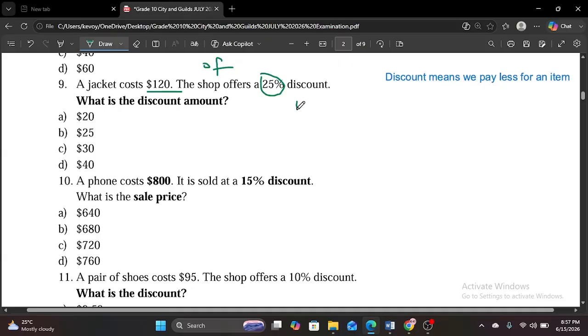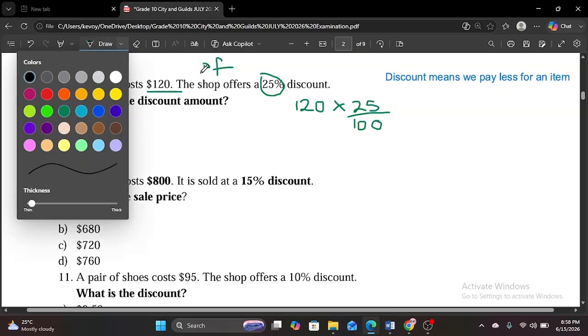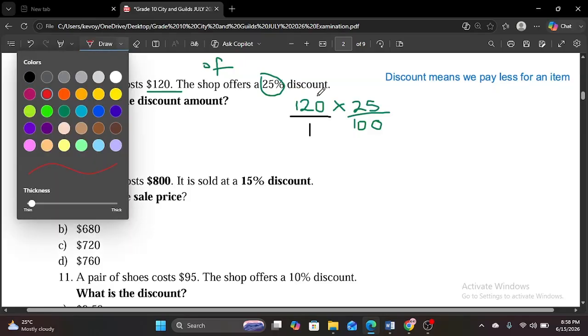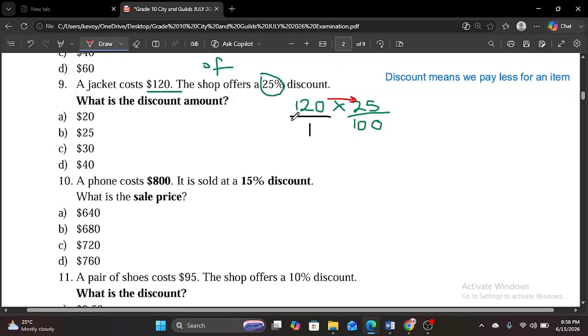So that's going to be 120 multiplied by 25%, which is going to be 25 over 100. All right, so the same thing applies. If we multiply a whole number by a fraction, put the whole number over 1, and you multiply your two fractions. So that's going to be numerator times numerator, and that's going to be denominator times denominator.